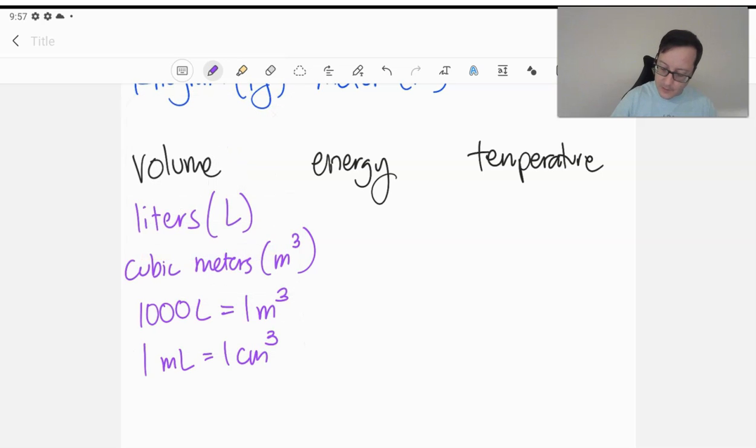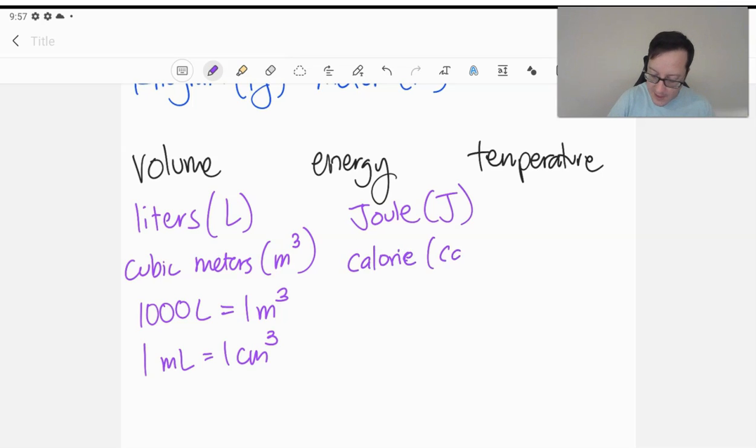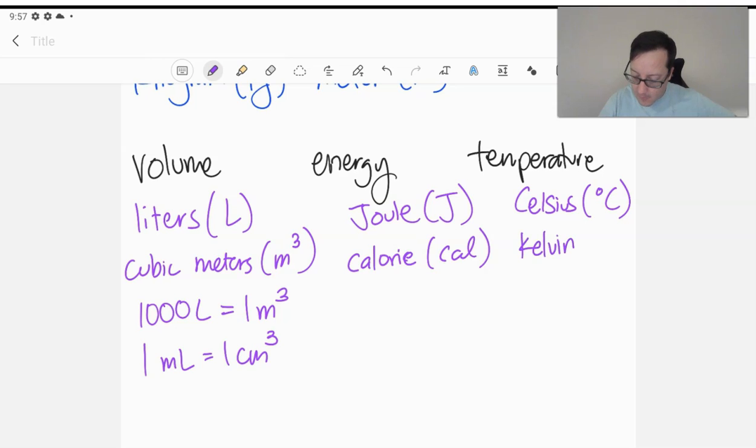Units of energy will be the joule, which is abbreviated J, or the calorie, which is abbreviated cal. And finally, temperature, the units we're going to be using here will be Celsius, which has a degree symbol, degrees Celsius, and then Kelvin, which has no degree symbol, but just the capital K. We are not going to use Fahrenheit.